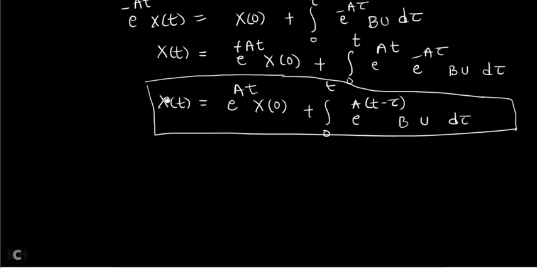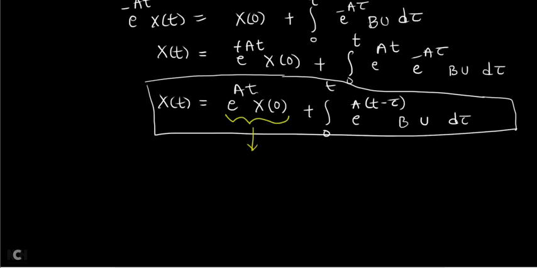X of t on the left hand side represents the state variable. You are finding the state variable from what? From A, from x of 0 the initial condition, and from B, and from U. U means input matrix. Now what is this term called, e power at into x of 0?